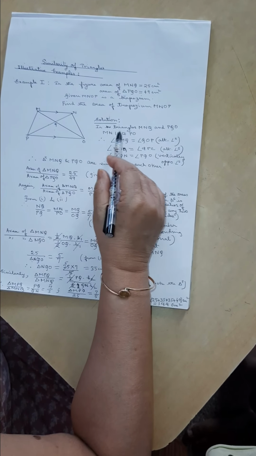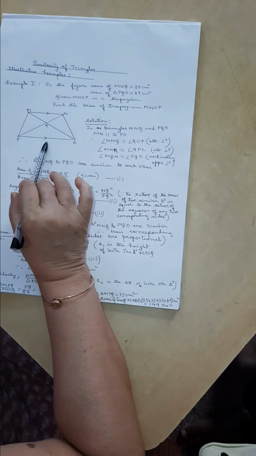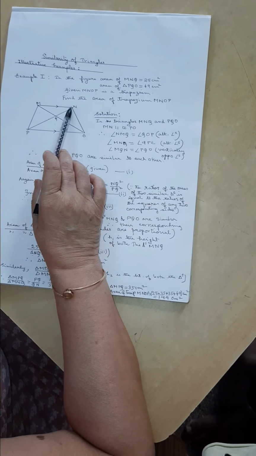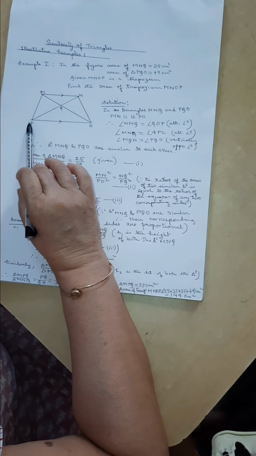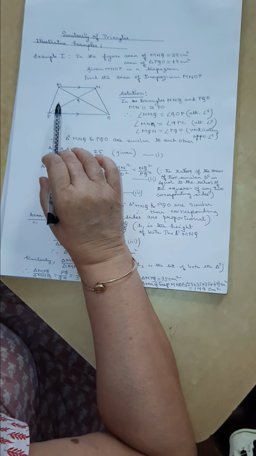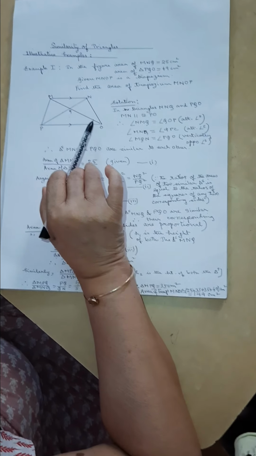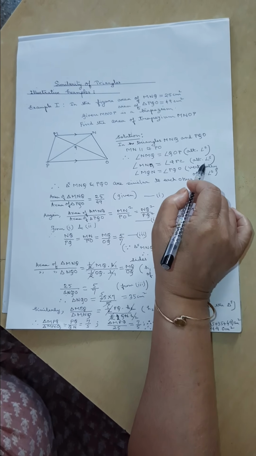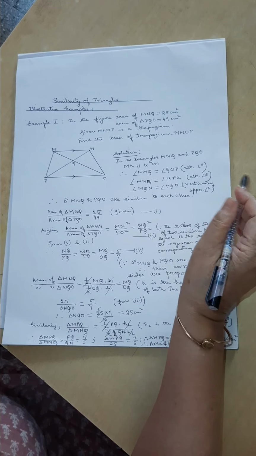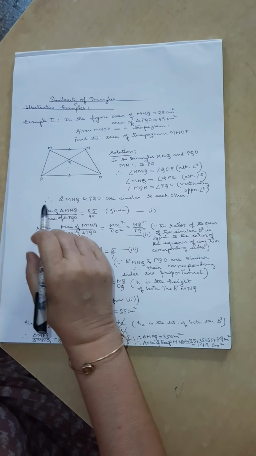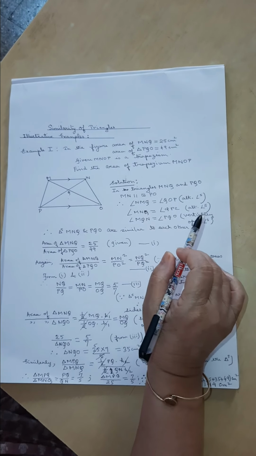Solution. In the triangles MNQ and PQO, MN is parallel to PO. Angle NMQ is equal to angle QOP, alternate angles. Similarly, angle MNQ is equal to angle QPO, alternate angles. Angle MQN is equal to angle PQO, vertically opposite angles. Triangles MNQ and PQO are similar to each other.